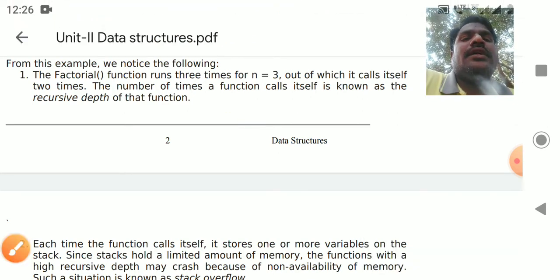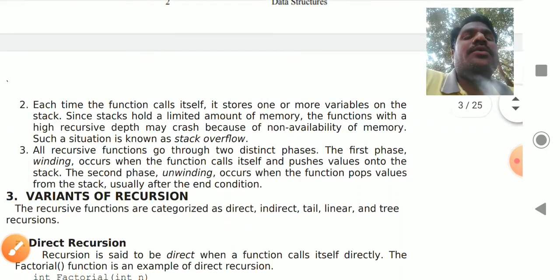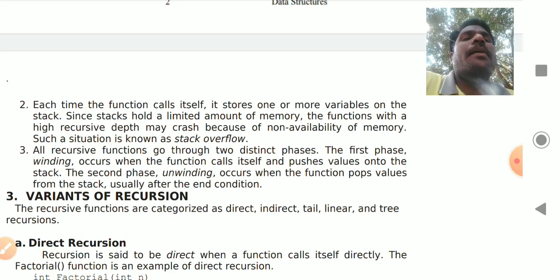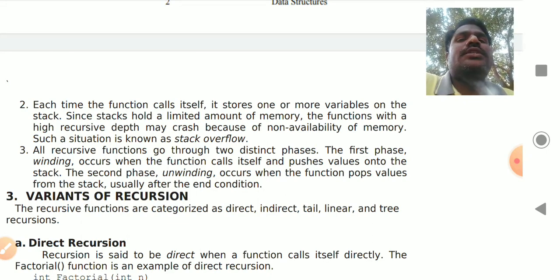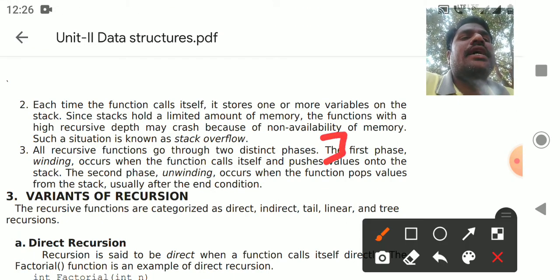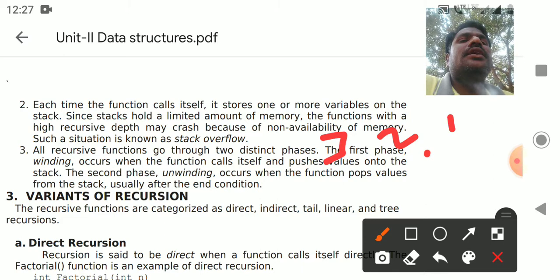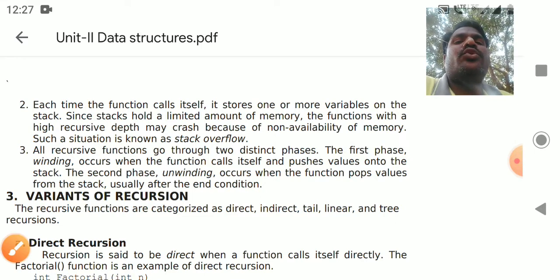Next, each time the function calls itself, it stores one or more variables on the stack. Since the stack holds a limited amount of memory, we already said that first 1 will be stored in the stack, second time 2 will be stored in the stack, and like that some data will be stored in the stack. But we already discussed that the stack is limited memory. Whenever there is no memory in the stack to store the temporary values, that concept is called stack overflow.